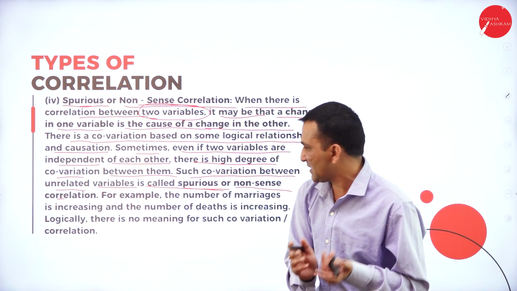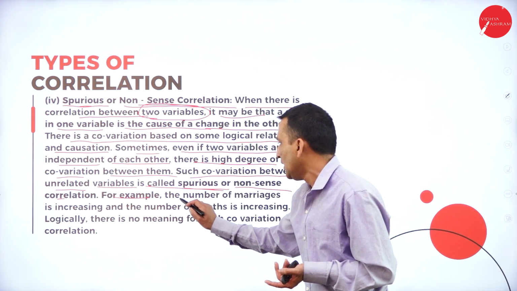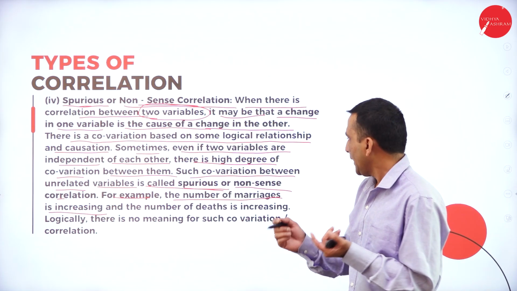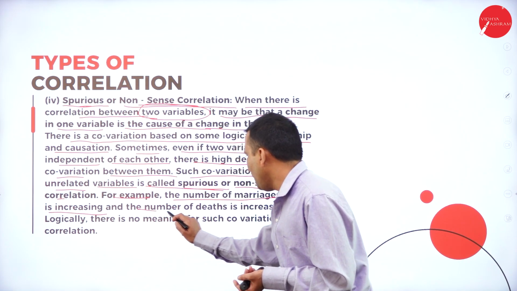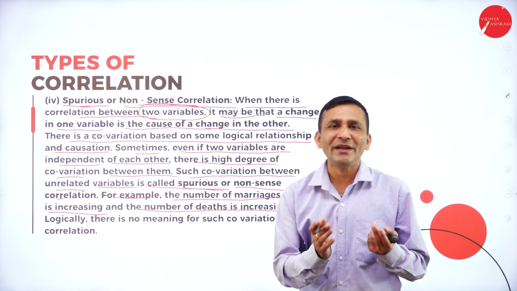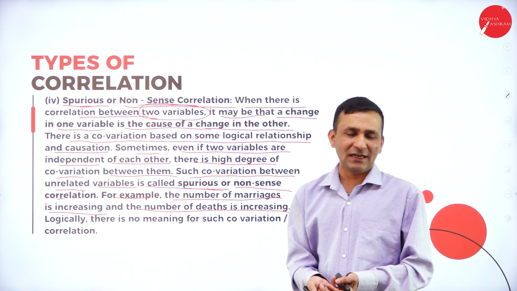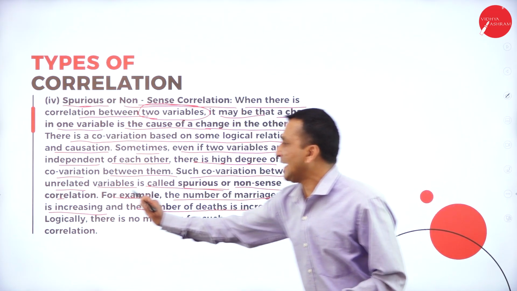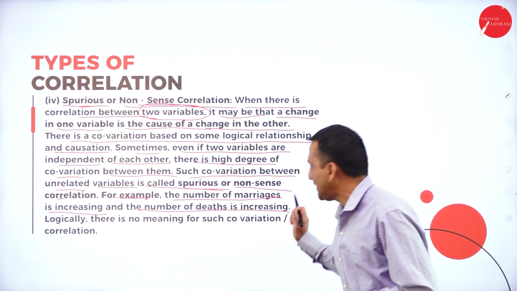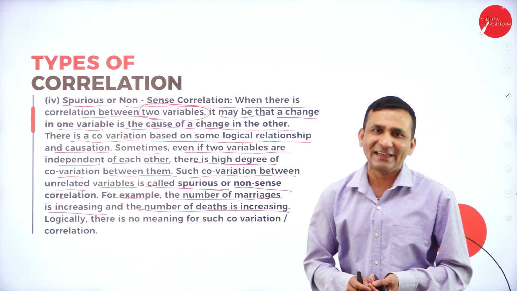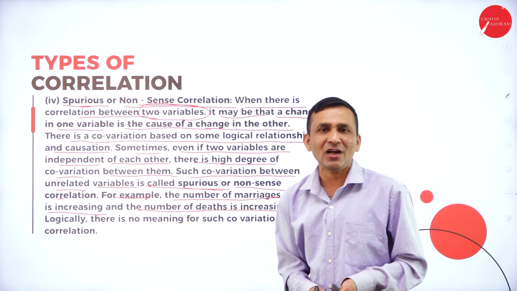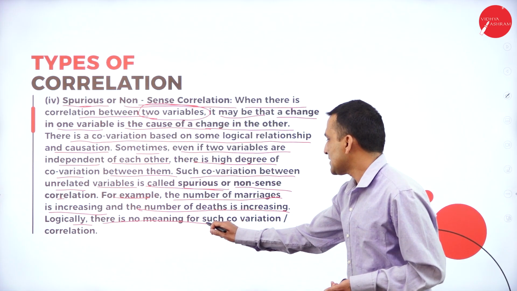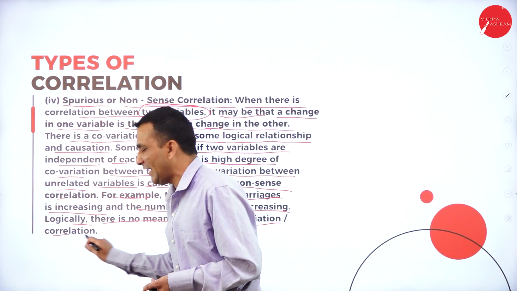Here is one best example to understand. For example, the number of marriages increases, and the number of deaths is increasing. How is it connected? It is not at all connected. If the number of marriages increases, the number of births increases, which is correlated. But in the case of death, it is not at all connected. So logically, there is no meaning in such a variation or correlation.